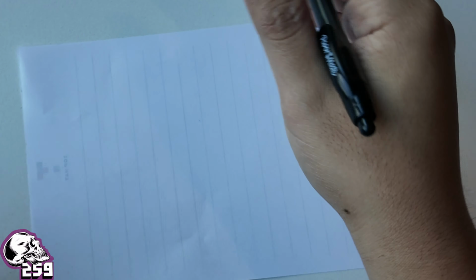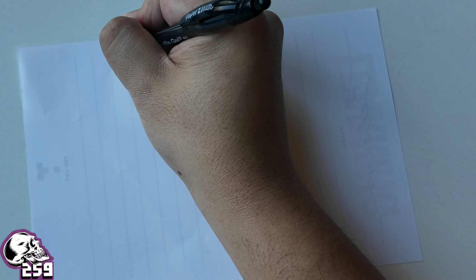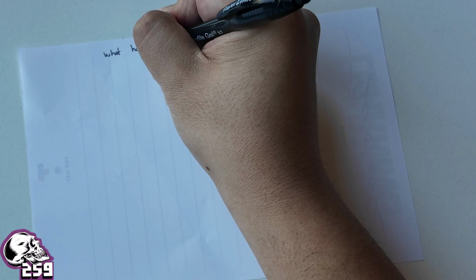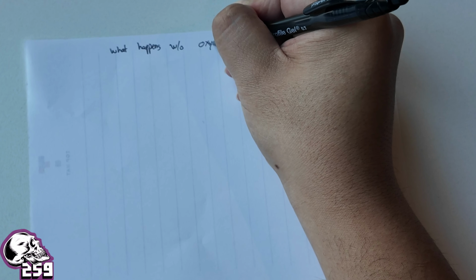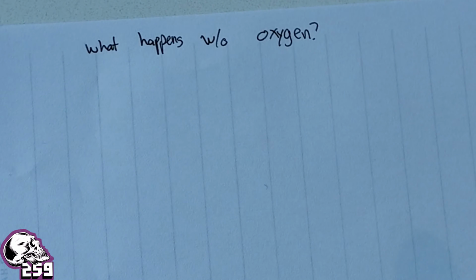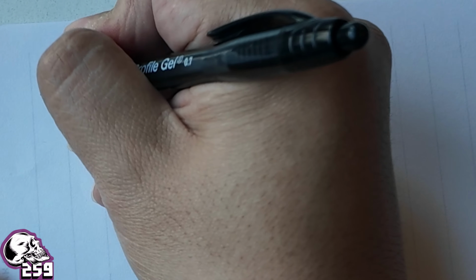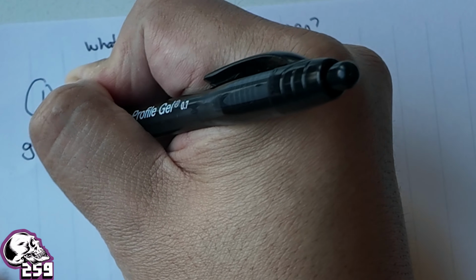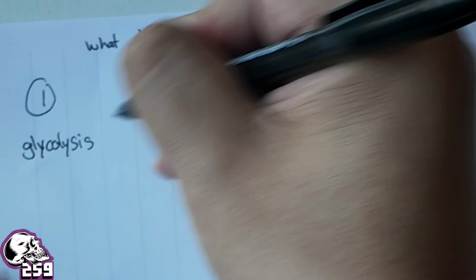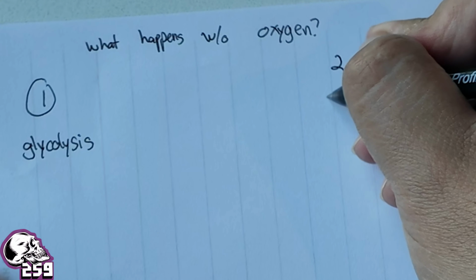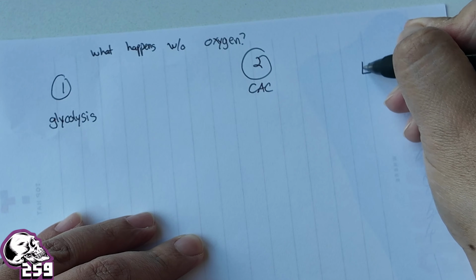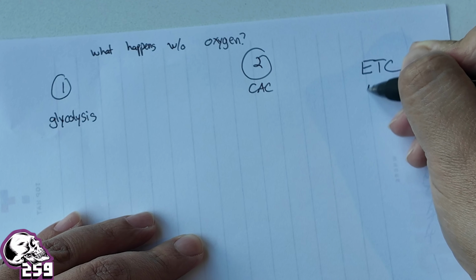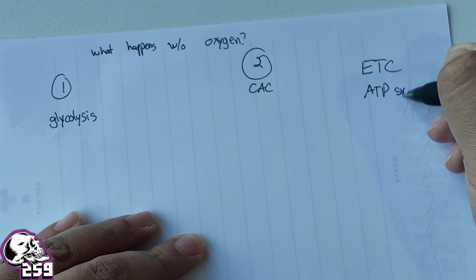Let's briefly talk about what happens when you don't have enough oxygen, right? What happens without oxygen? And to really understand this, we have to zoom out a little bit. To really understand cell respiration, we have three parts, right? We have glycolysis, right? We're going to have the citric acid cycle, the Krebs cycle, and then we're also going to have the electron transport chain that we just covered, plus the ATP synthase, right? All of that working together.